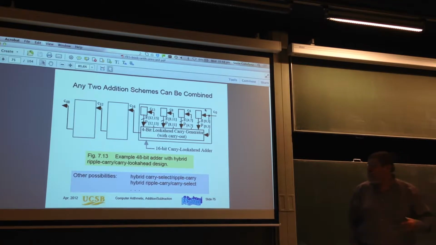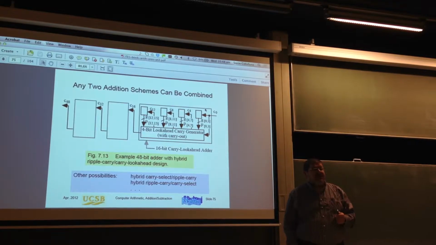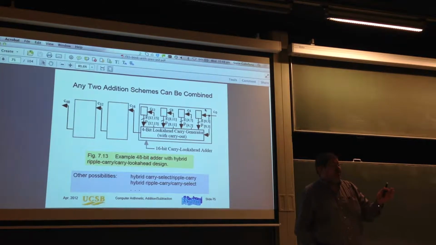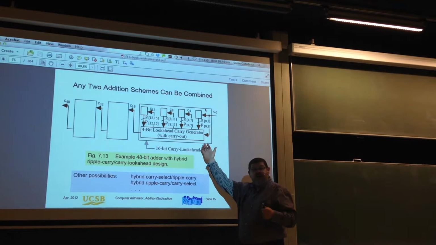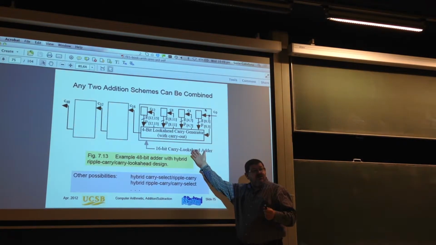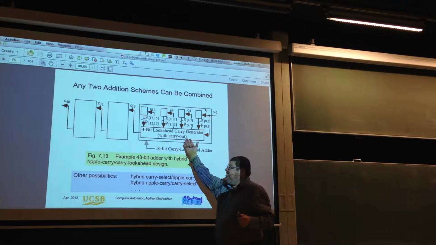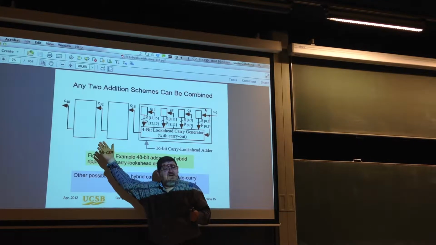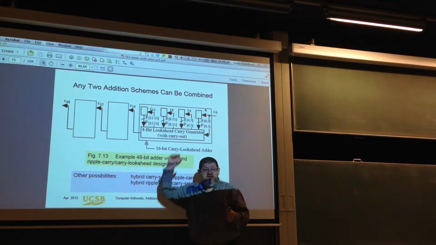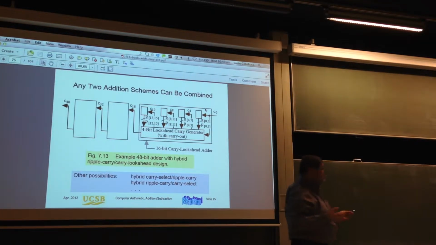I mean, this is a 48-bit operand. And if I want to go for speed, I would go for look-ahead or maybe for prefix. But what I'm doing here is cascading 3 look-ahead adders. Then it is ripple between those, and each of them is a look-ahead adder. Why would that be a good solution?